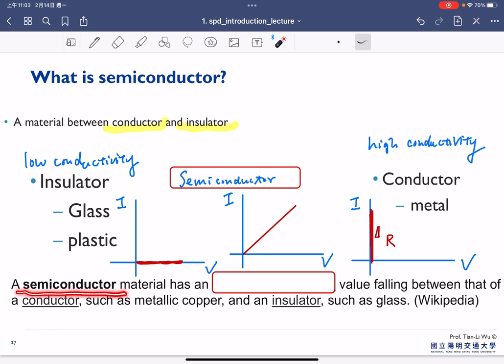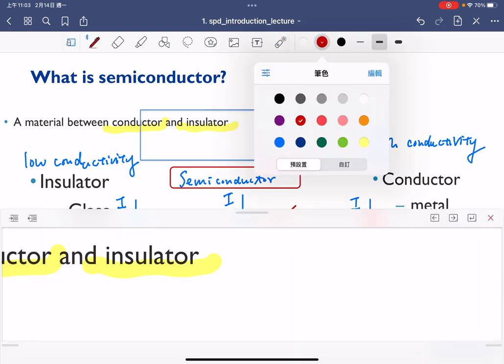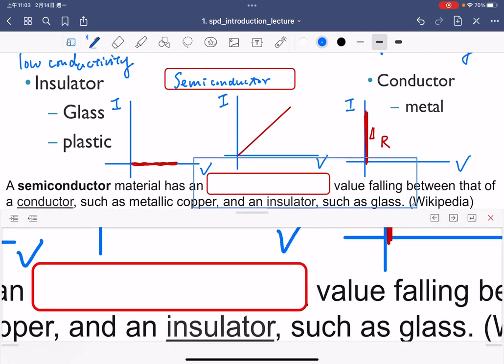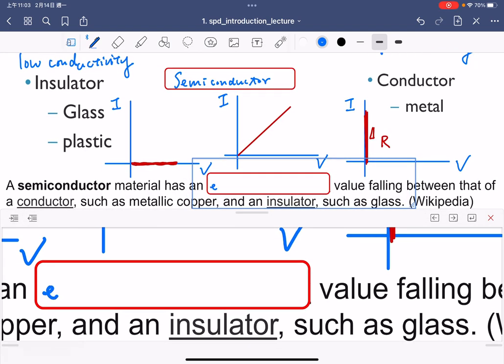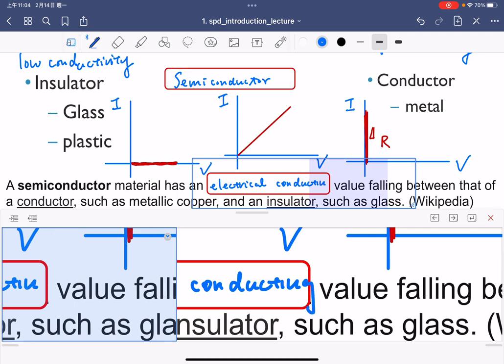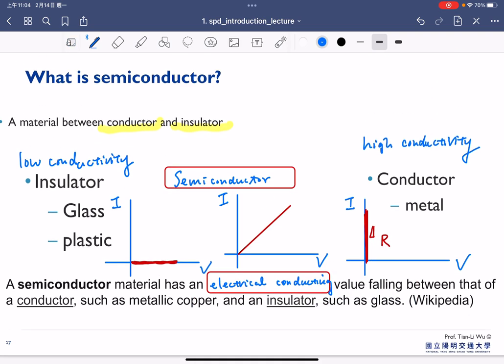So a semiconductor material has an electrical conductivity with values between a conductor, such as metal or copper, and an insulator, such as glass. So that's very fundamental. Yes, and this can be modulated by different voltage.